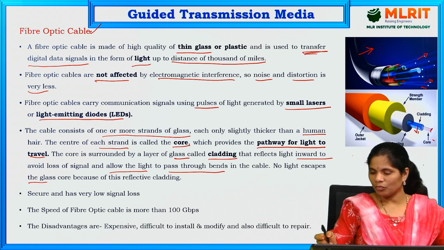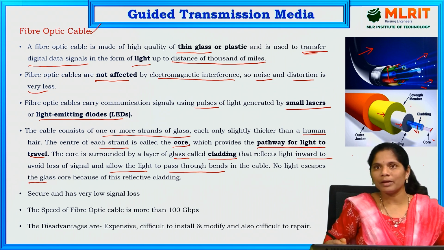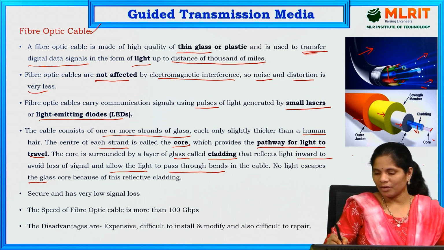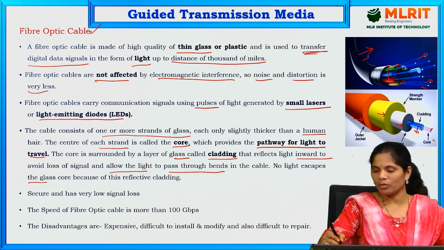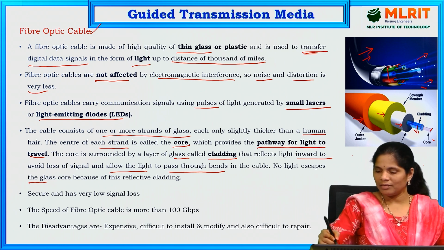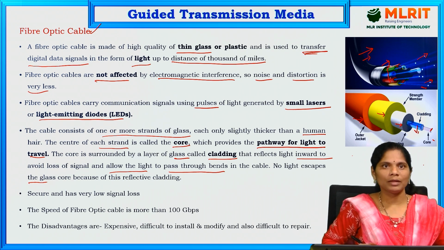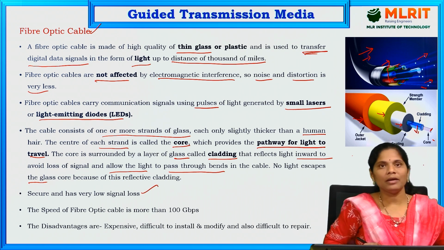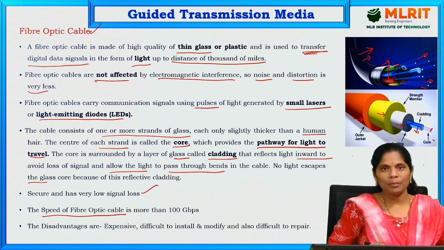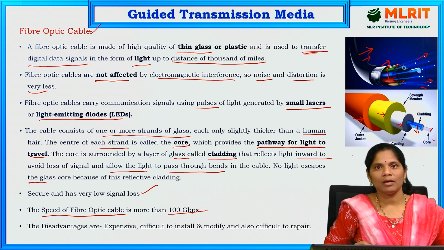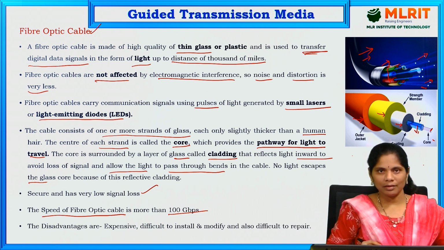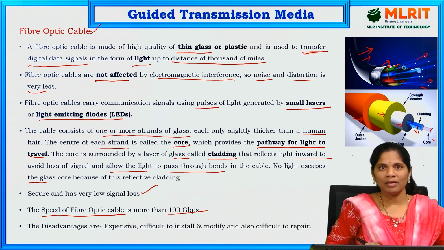And next, this cladding is covered again with a coating. It has a coating, and again the strength member cable is used. And next, finally, it is covered with the outer jacket. This is the outer jacket, this one is the strength member cable, and these are the inside coating. That is about the fiber optic cable, and it is very secure with very low signal loss. At the same time, the speed of the fiber optic cable is more than 100 Gbps, gigabits per second. That is the signal speed.